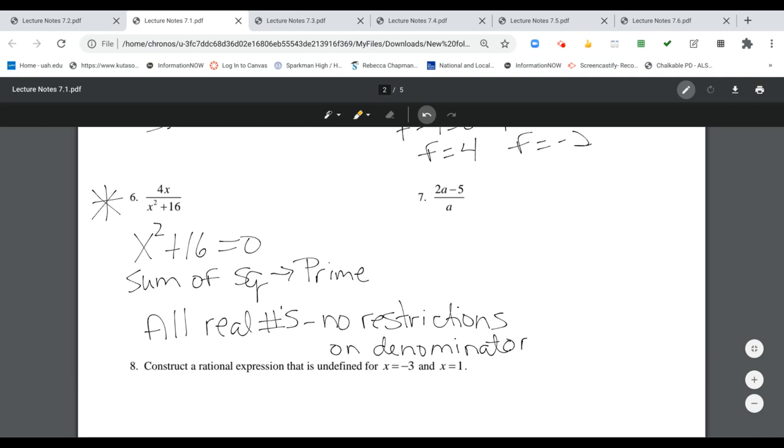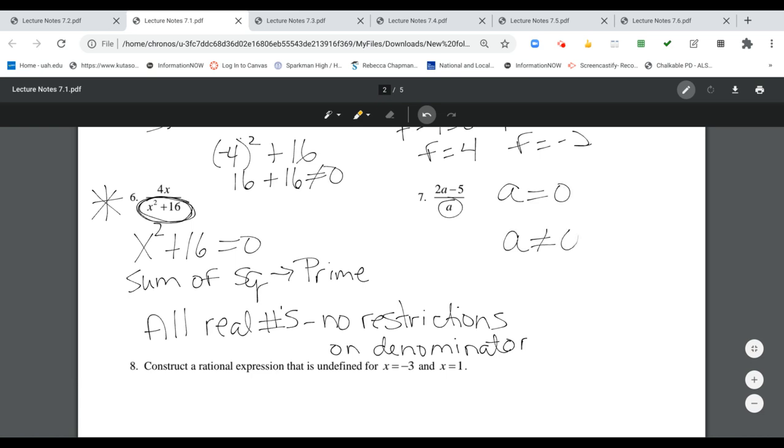And a lot of people go, well, if I square -4, I get -16. You don't. -4 squared is +16, and that does not equal 0. So there is no number that restricts that particular domain. In number 7, take your denominator, set it equal to 0. So your restriction is that a cannot equal 0.